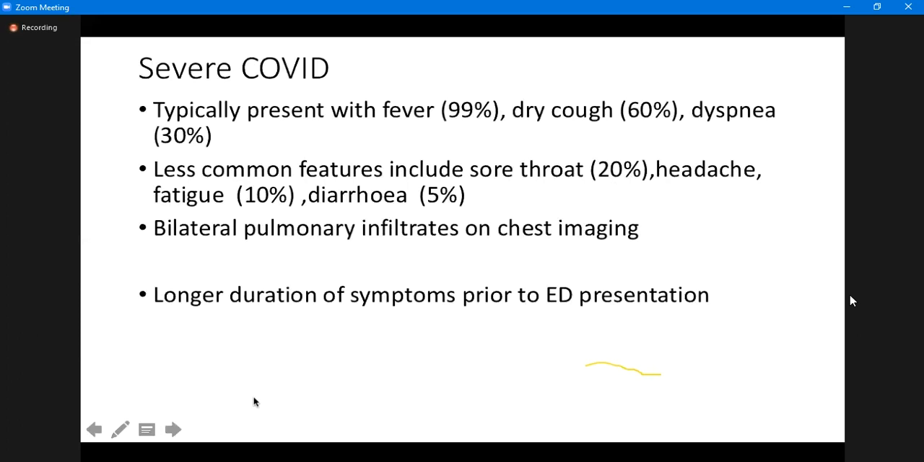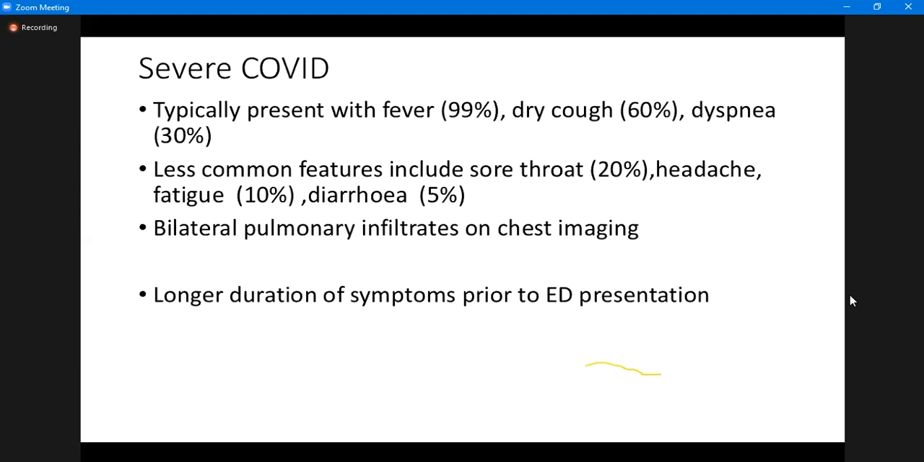Right, let's look at the more interesting part, which is severe COVID. There are 3 typical symptoms of severe COVID, that is fever, dry cough, and dyspnea. So these are 3 cardinal features of severe COVID. Mostly, the majority of severe COVID will have a fever, and 2/3 will have dry cough, and 1/3 will have dyspnea.